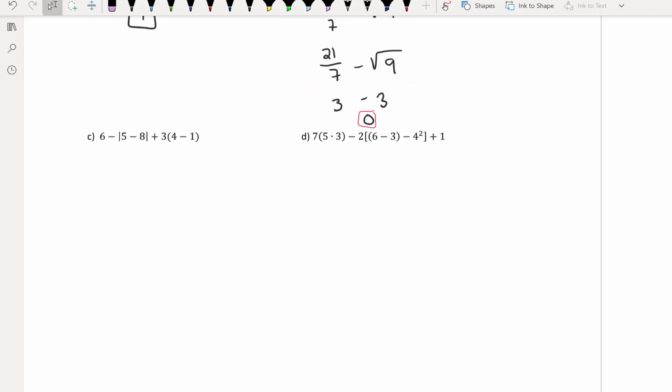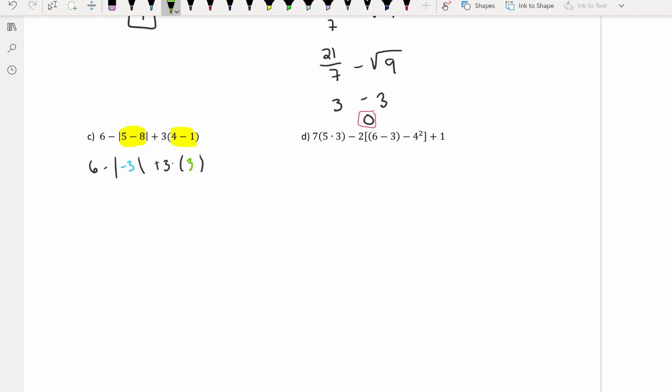So for part C, I'm still doing the order of operations, and what I see is my absolute value. Absolute value is a grouping symbol, just like parentheses is a grouping symbol. So I'm going to do my grouping symbols first. I'm going to have my 6 minus, so I'm going to simplify the inside. 5 minus 8 is a negative 3. And I have plus 3, that's being multiplied, and 4 minus 1 is going to give me 3 as well.